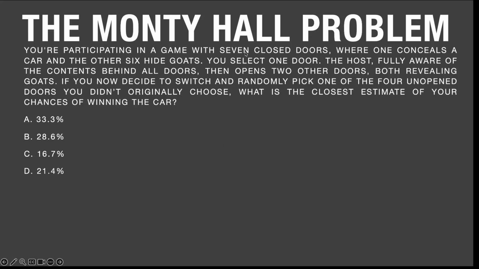Here it says that there are 7 closed doors, and one has the car. Fully aware, he opens 2 other doors. So let me first choose one. He has opened 2 doors. Both of them have goats. There are how many? These are 3. There are 4 more doors which are unopened, and the first one was your choice number 1.